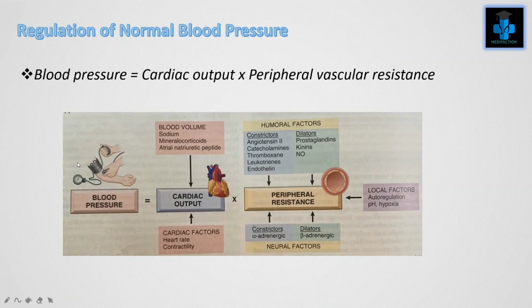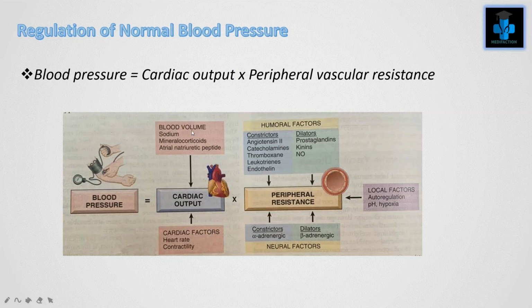Now let's see the regulation of normal blood pressure. The blood pressure is the product of cardiac output and peripheral vascular resistance. So, any factors which interfere with these two entities can cause alterations in blood pressure. Let's see what all. In case of cardiac output, the blood volume and cardiac factors can interfere.